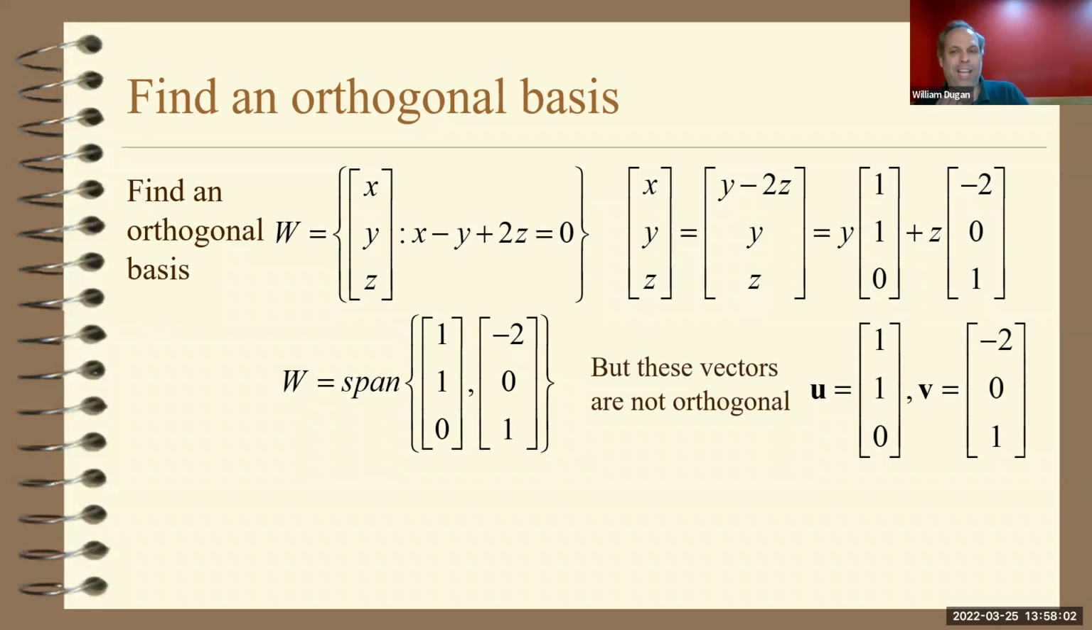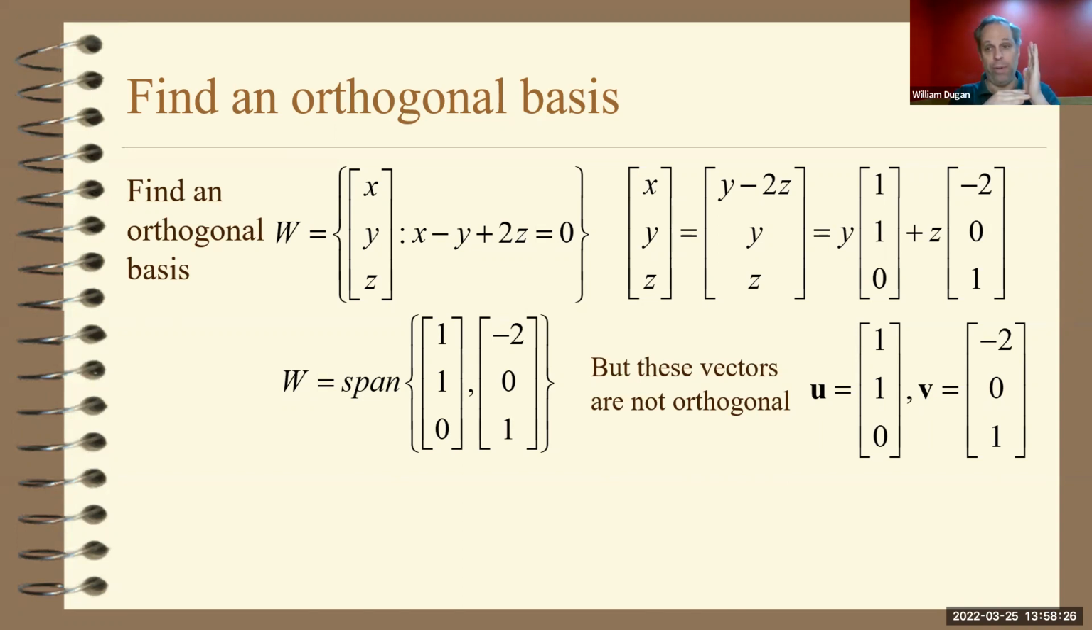This process I gave you to find a basis is almost never going to give you an orthogonal basis. So how can we fix it? The idea is we know the dimension of W now is 2, because there are 2 vectors in its basis. So all I need is 2 vectors that are in W and are orthogonal to each other. So I'll make that easier.